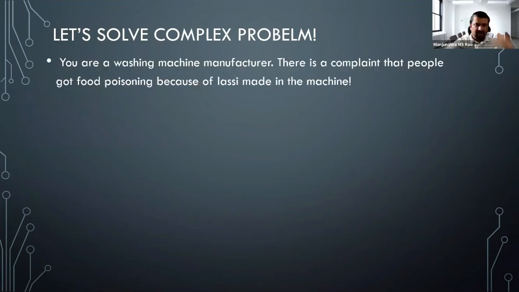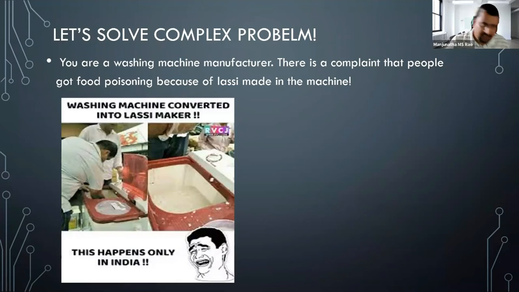How do you deal with this, right? This is a classical case. You are a washing machine manufacturer. There is a complaint that people got poisoned because of lassi made out of your washing machine. Now you are the head of the product, and you are wondering, oh my God, how do I solve this problem? My washing machine is not meant for washing the clothes. If somebody else is making lassi and people are dying or getting into problems, what can I do?